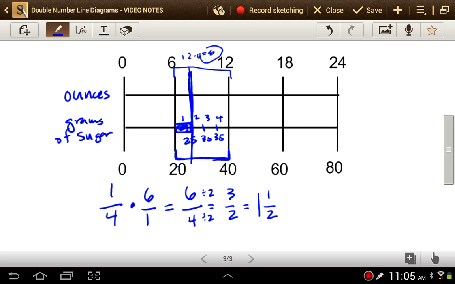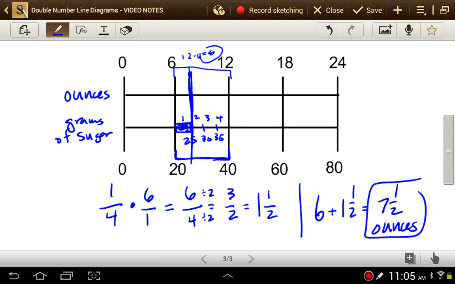What does that mean? That means this space is 1.5 away from the 6. To find your final answer, I take the 6, and this is 1.5 away, so I do 6 plus 1.5, which is 7.5 ounces. That is where this is. 6 plus 1.5 means that this represents 7.5. That is how you find your answer.